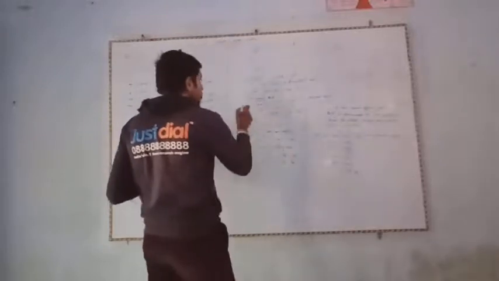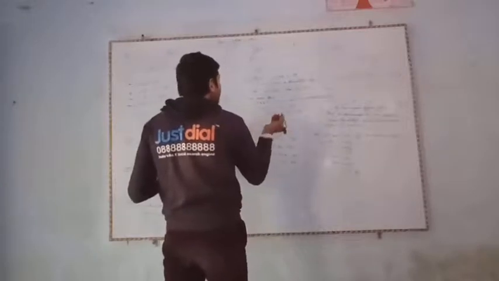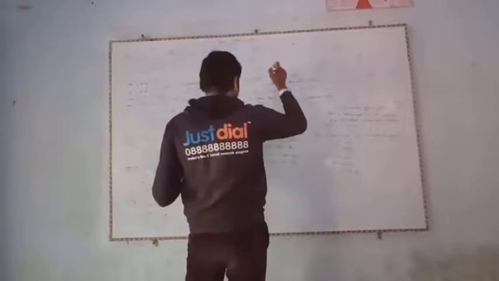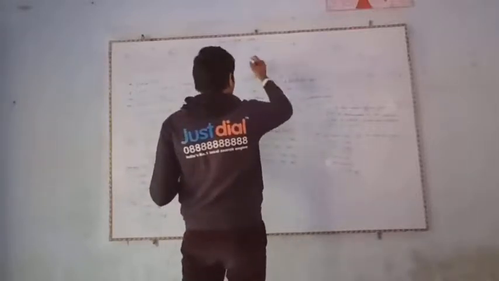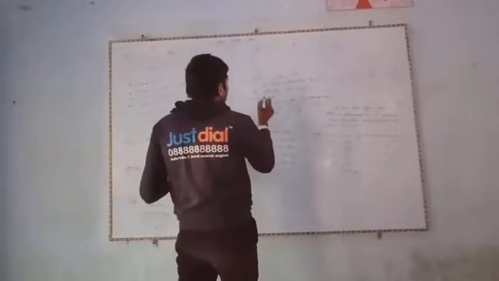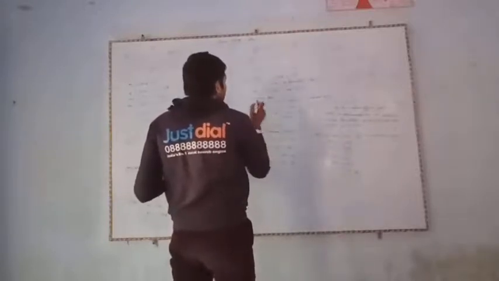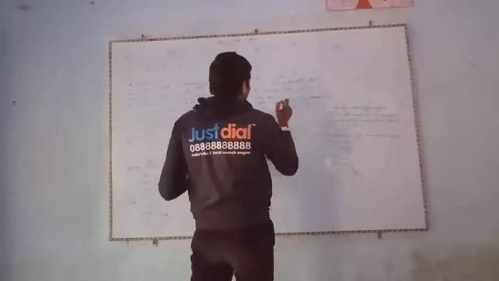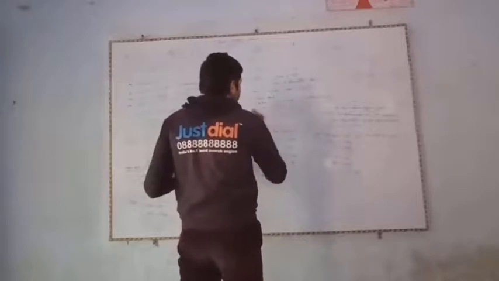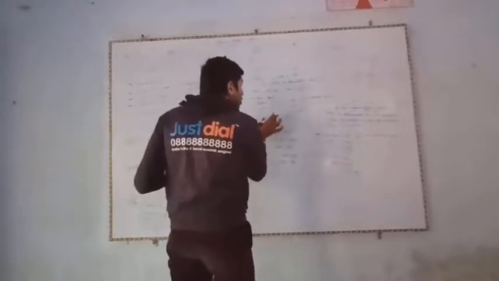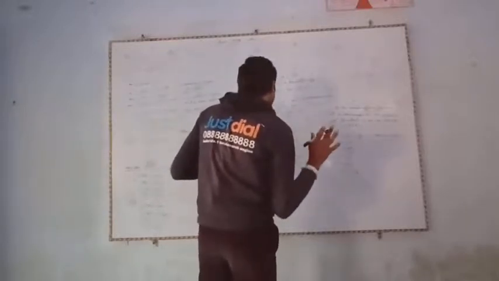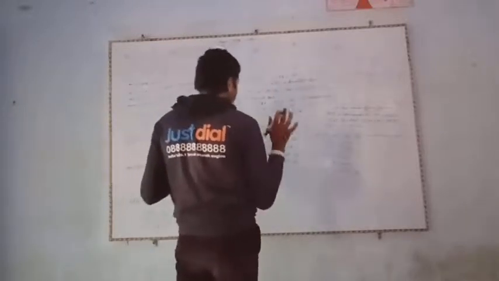By co-interior angles, angle BAO plus angle EOA is equal to 180 degrees. So angle BAO, given here, plus angle EOA is equal to 180 degrees. We have to find angle EOA, so angle EOA is equal to 180 degrees minus 108 degrees, which is 72 degrees. This is our answer.